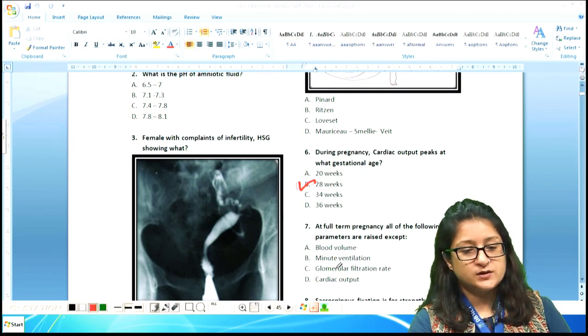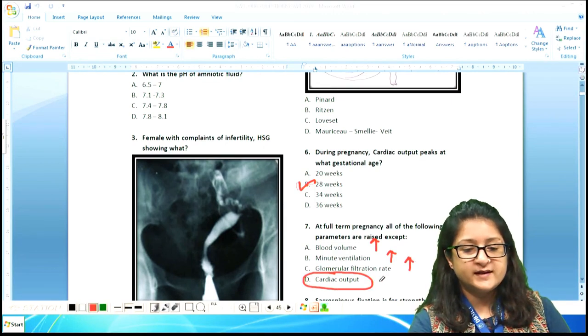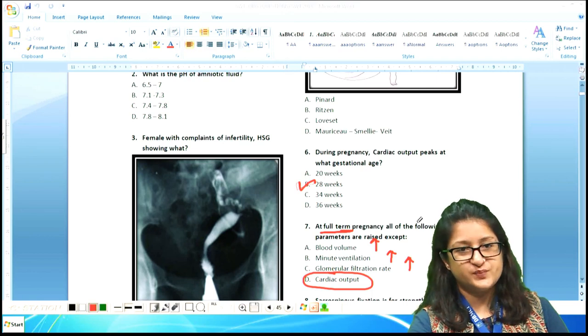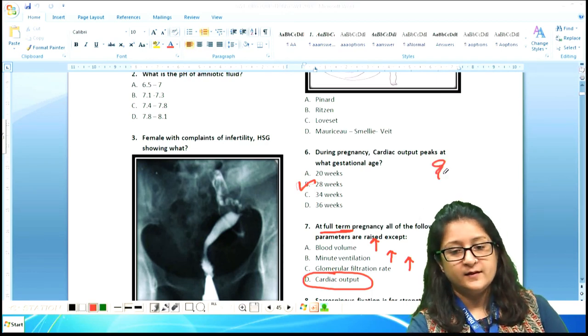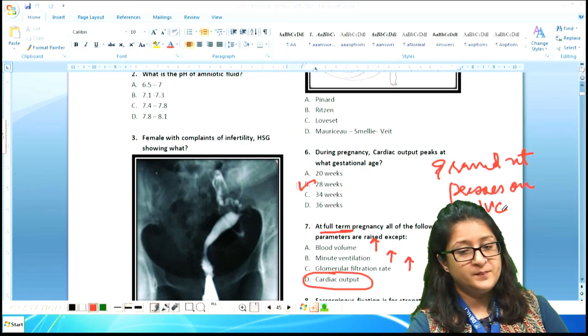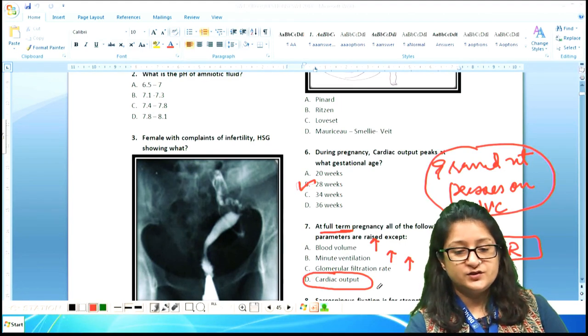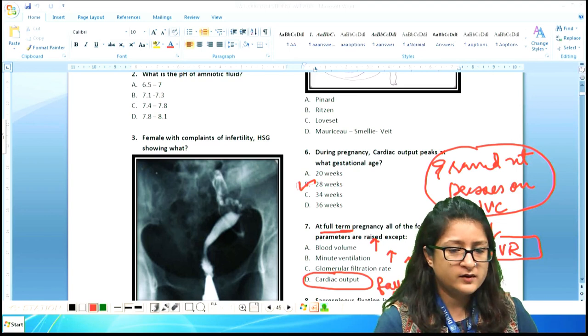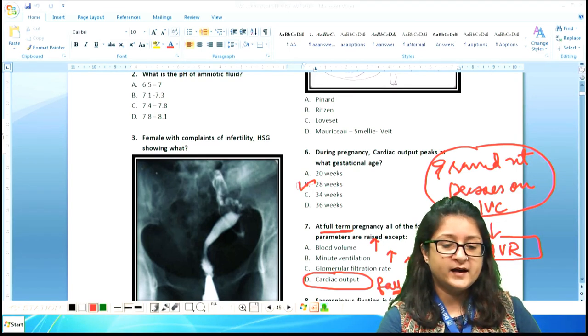Is it minute ventilation? Is it glomerular filtration rate? You should remember that all of these are raised. Even cardiac output is raised in pregnancy. But at full term, the gravid uterus presses onto the inferior vena cava, which causes decreased venous return. That decreased venous return leads to a slight fall in cardiac output at term. This is also responsible for the supine hypotension syndrome, which is sometimes seen in pregnant women.